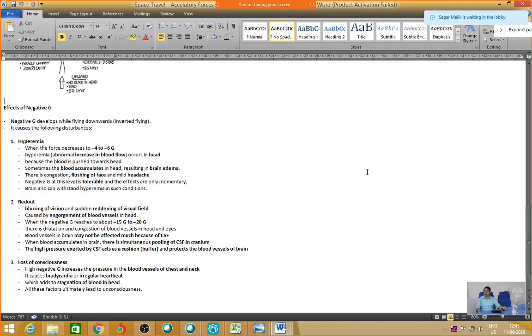And the final stage in the negative G pattern is again a loss of consciousness. This is because high negative G increases the pressure in the blood vessels, the chest and the neck. It causes bradycardia and irregular heartbeats. That means if all the blood is pulled towards the head, then the heart will not get an adequate amount of blood to pump. So it will not be able to maintain the blood flow or the exchange of blood flow with respect to the brain. So this is known as loss of consciousness due to the stagnation of blood in the head.